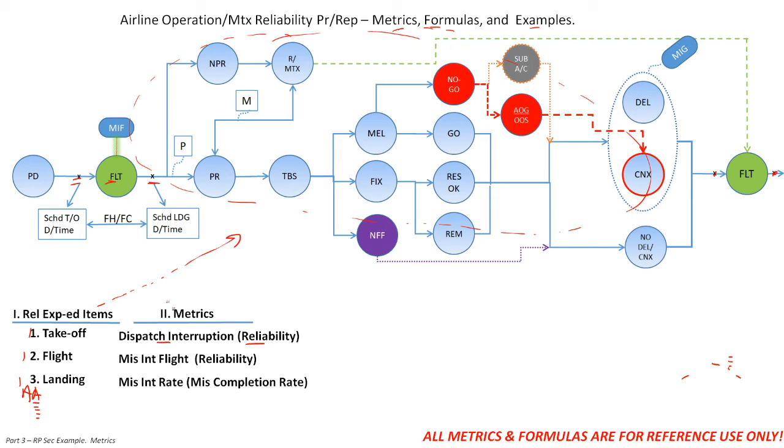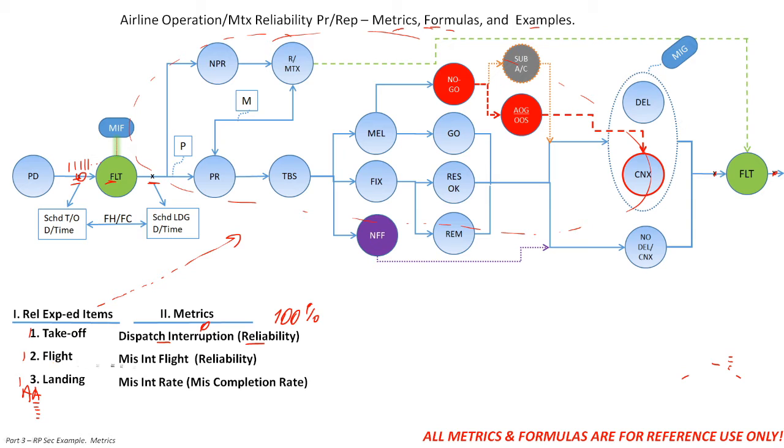I think it is clear. Here, dispatch interruption, right? If we are using interruption, what we are saying here is we are just counting how many times we had a problem during dispatch. 1, 2, 3, 4, 5. We can continue this. On the opposite side, it's dispatch reliability. It answers the question, how reliable is our dispatch? And if dispatch reliability is 100%, then interruption is 0.